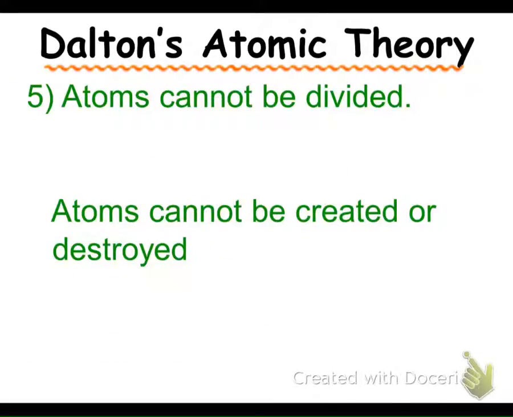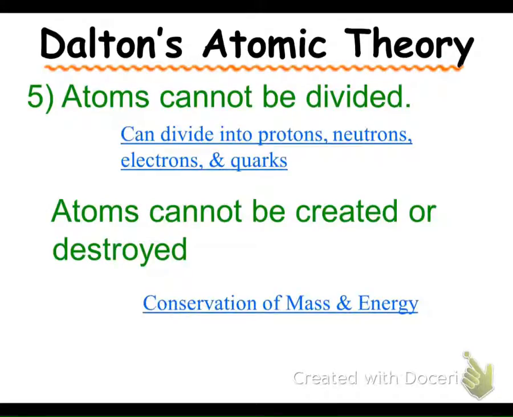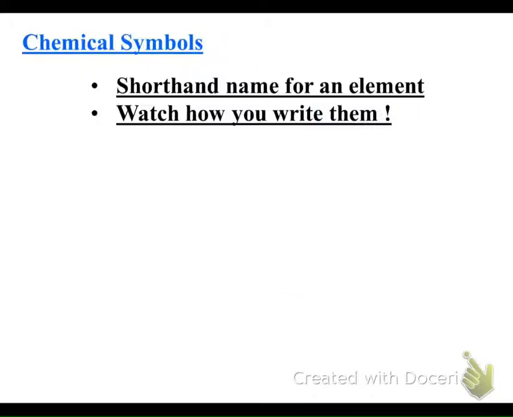Another part of his theory told us that atoms cannot be divided, or that atoms cannot be created or destroyed. Atoms actually can be divided into protons, neutrons, electrons, and quarks, and we'll get to what quarks are at the end. And we know that atoms cannot be created or destroyed based on the conservation of mass and of energy. So that's essentially Dalton's atomic theory.